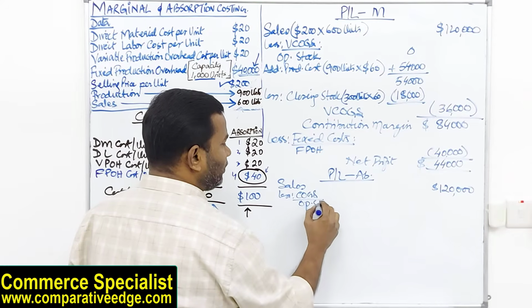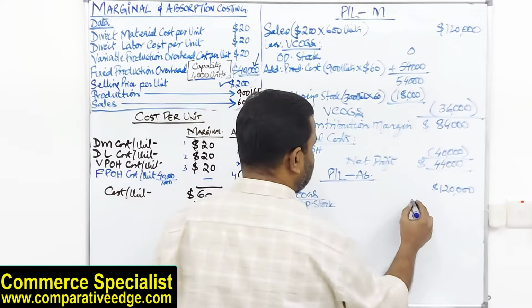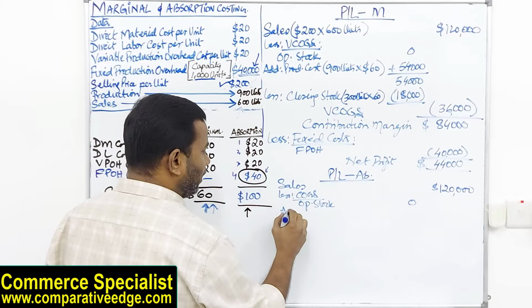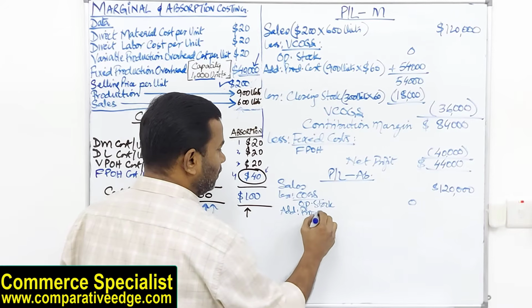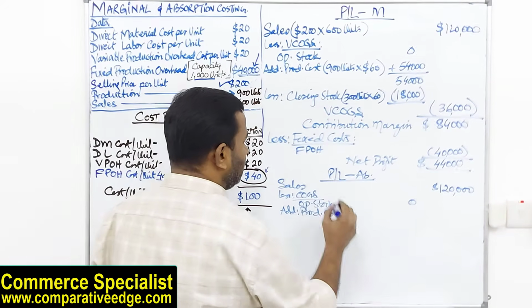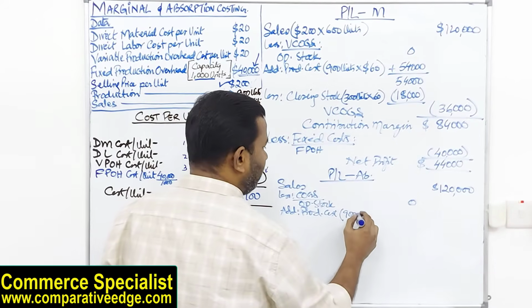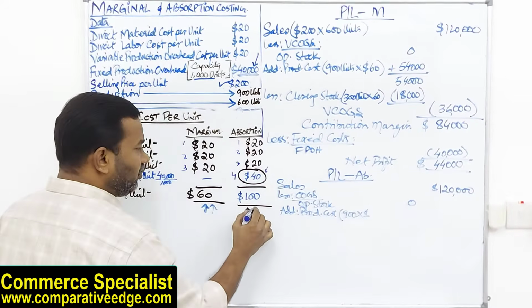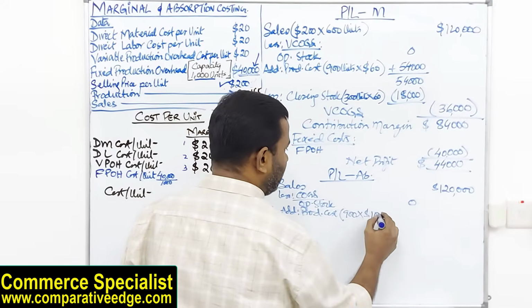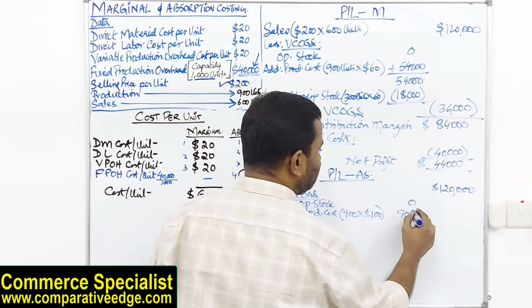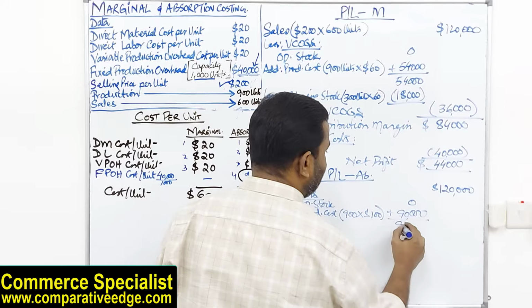Opening stock, as I told you, it's the first year of operation, therefore zero opening stock. Add production cost. We are making how many? 900 units. So 900 units, into absorption cost per unit, which is 100. So 900 units into 100 will give you 90,000. Add this, you get 90,000.